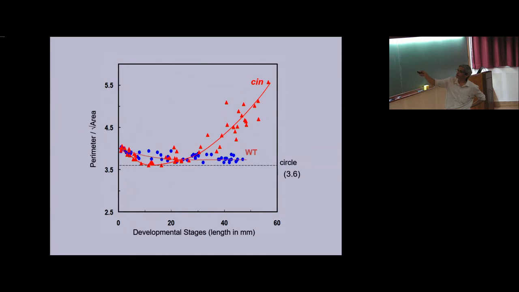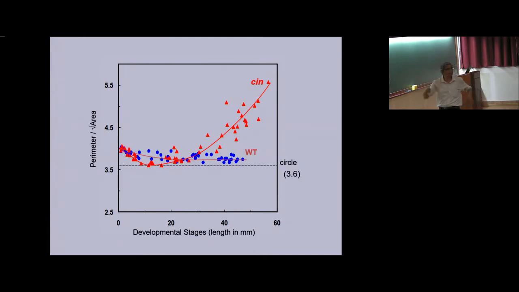And the curvature parameter, or p by square root a, the blue is for the wild type. You see that it doesn't really change much. Initially, it changes a little bit, because the shape changes from the elongated shape. It becomes elliptical, but by and large, it remains similar.